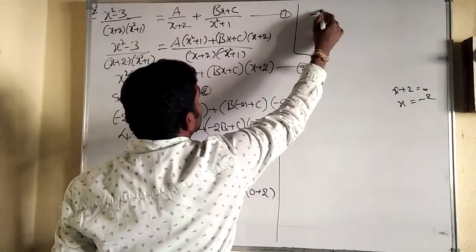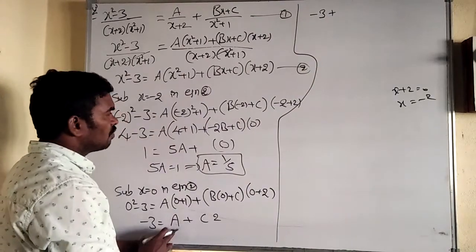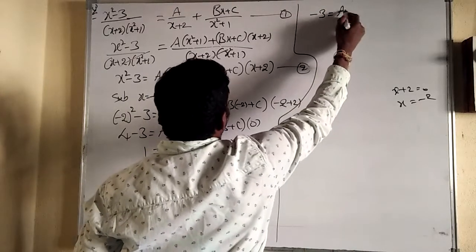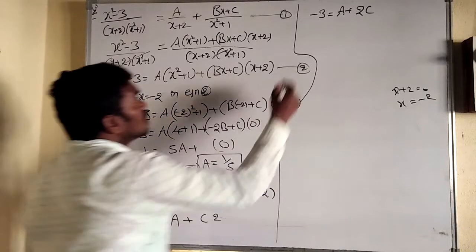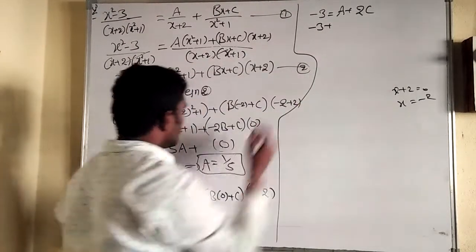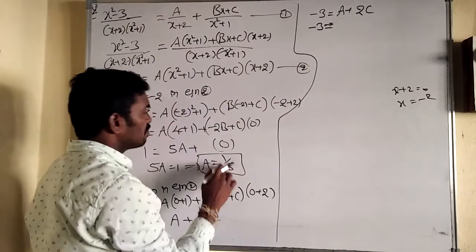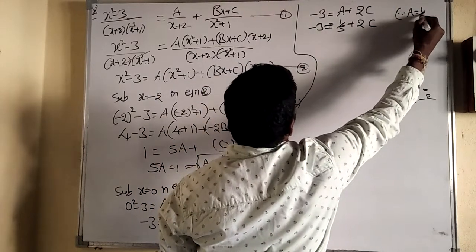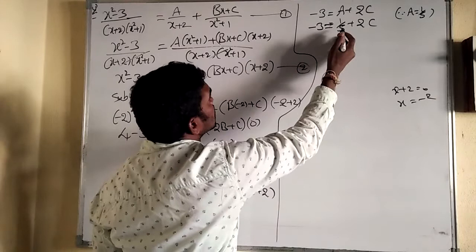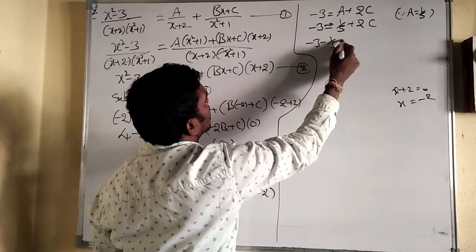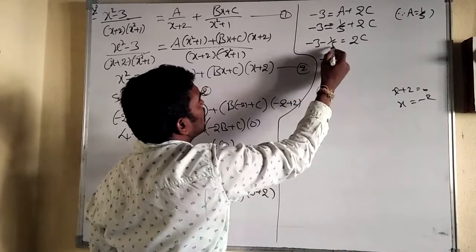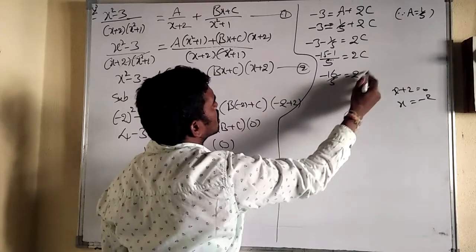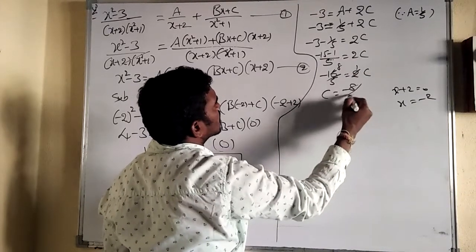So −3 is equal to A + 2c, and the A value we already know, 1/5. Again I am writing A + 2c. So −3 = 1/5 + 2c. Since we already got the A value, 1/5, now simplify this. Sending 1/5 to the left side, −3 − 1/5 = 2c. So LCM 5: 5 into −3 is −15, minus 1, equals 2c. So −16/5 = 2c. 2 ones are 2, 2 eights are 16, so c = −8/5.